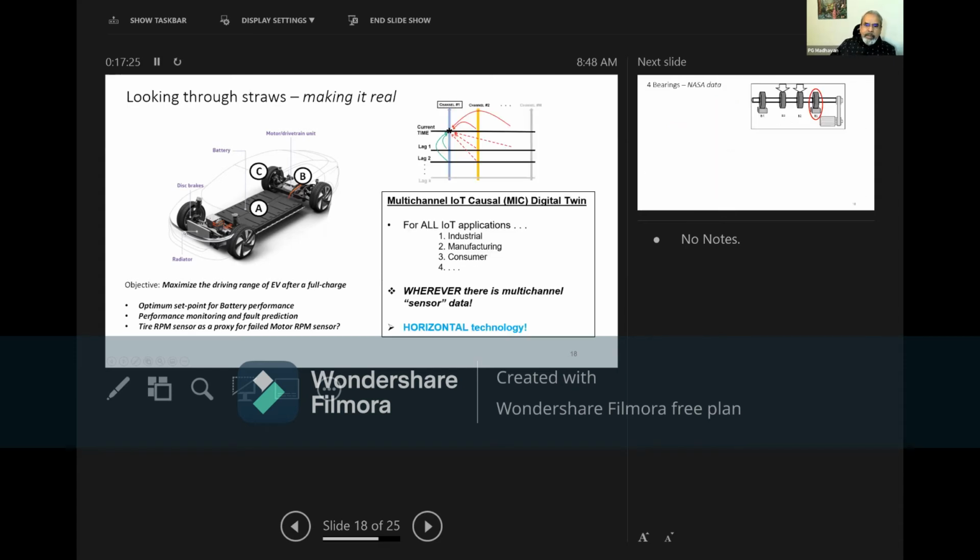So it turns out this is not just for this application. If you think about it, every IoT application. What we're talking about here is a really horizontal technology that will apply to a variety of, and all, IoT applications in my estimation.